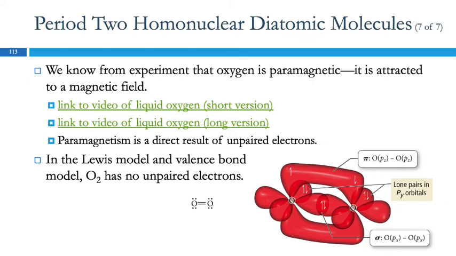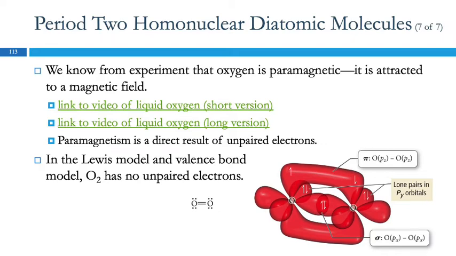So the reason we talk about molecular orbital theory at all is because it explains some things that Lewis theory and valence bond theory cannot explain. We know from experiment that oxygen is paramagnetic. Remember, paramagnetic has some unpaired electrons, and those can interact positively with a magnetic field. The Lewis model and the valence bond model do not show oxygen as having any unpaired electrons.